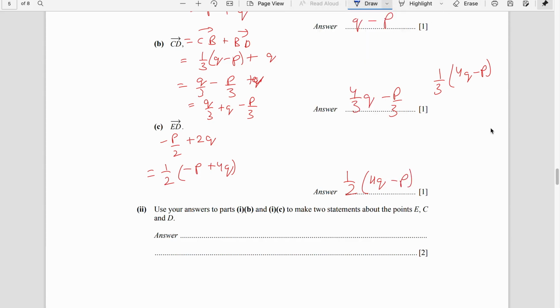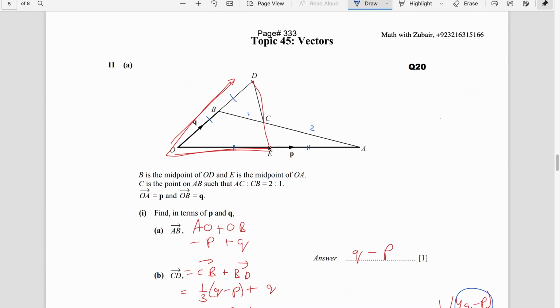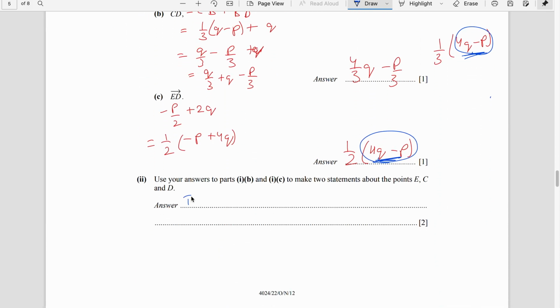Before moving on to the next question, we can still see what it would be. Use your answers to part 1B and 1C to make two statements about points E, D, C. Now you see these vectors are actually equal. So first thing we can say is that CD and ED are parallel. They are parallel. And the second statement is the scalar part. This is 1/3, this is 1/2. LCM of 3 and 2 is 6. If you multiply both of them with 6, this will become 2 and this will become 3.